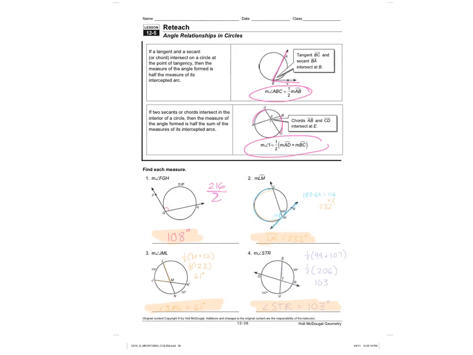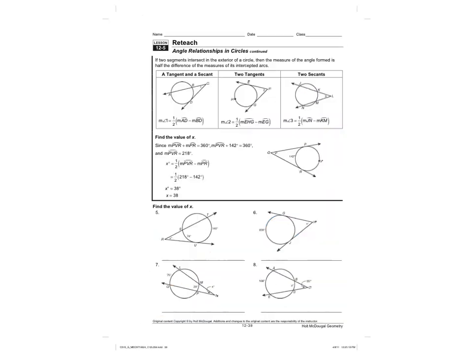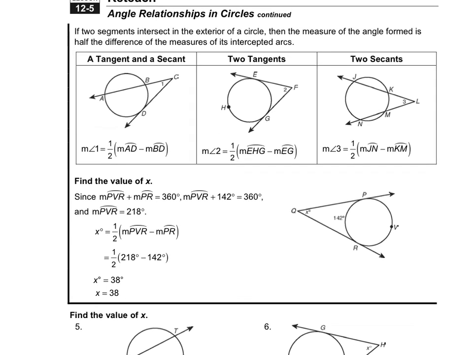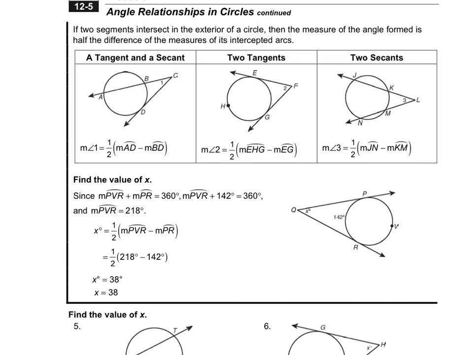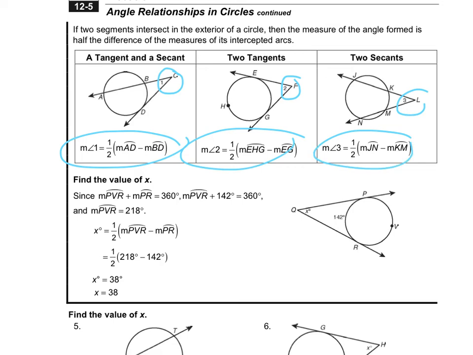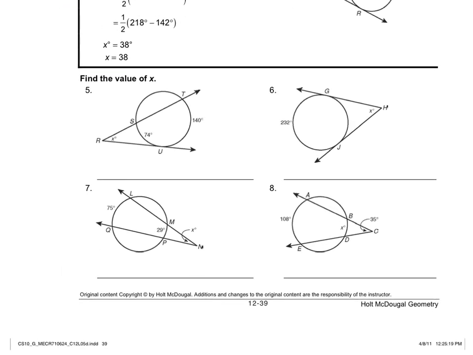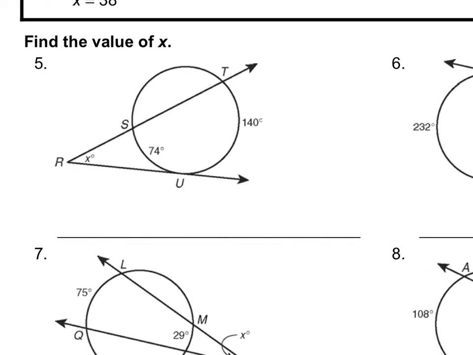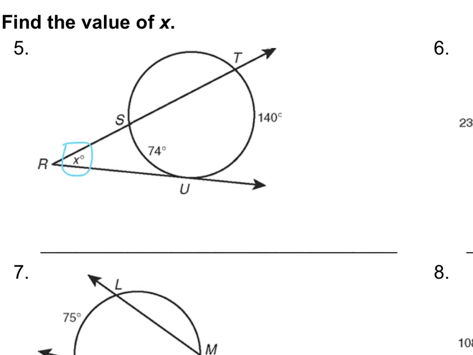Okay, so this was the first part of 12.5. Now the second part of 12.5, we have our exterior angles here, and we have the same formula for all of our exterior angles. So this is when the first one is a tangent and secant, the next one's two tangents, and the third one's two secants, but all the formulas are the same for each of those. So to find our exterior angle here, we subtract our two intercepted arcs and multiply them by 1/2.